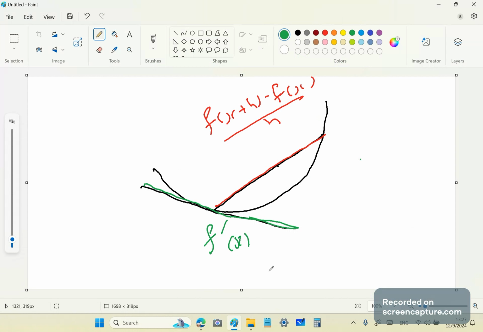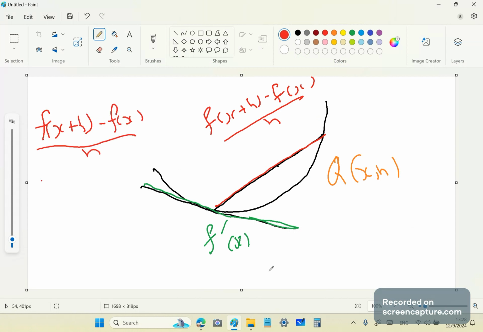And the difference is something called the q of x, h, which can be an expression in at least one h or more, and it may or may not contain x. So you could write this whole identity as follows: f of x plus h minus f of x over h is equal to the tangent line slope plus the difference, okay? Plus this difference or minus this difference. Doesn't matter, it's the same thing.